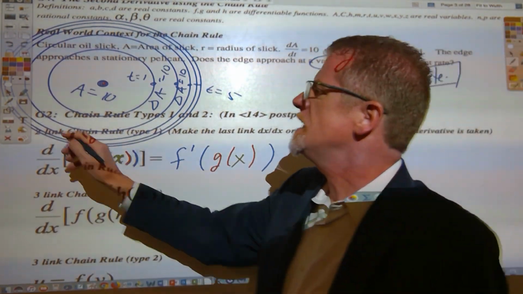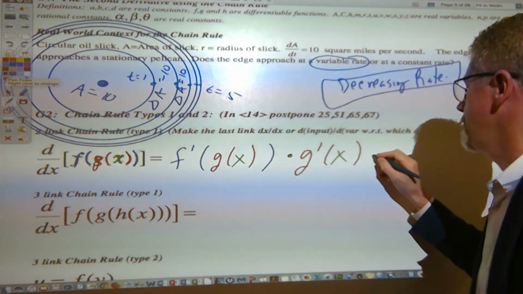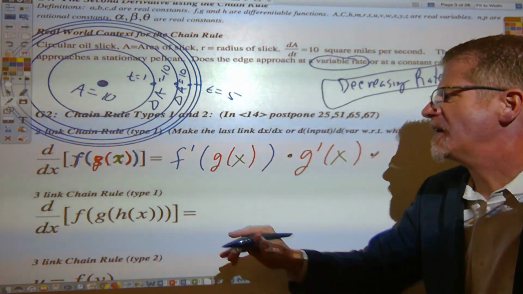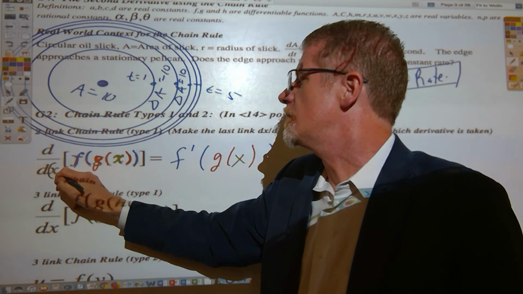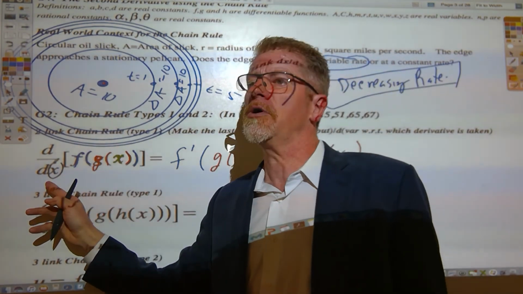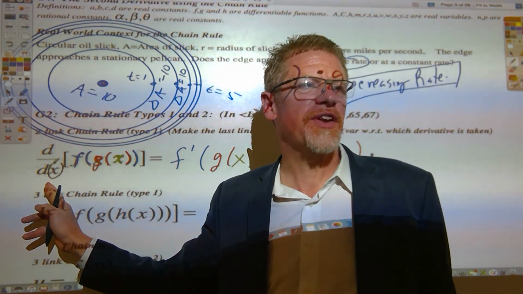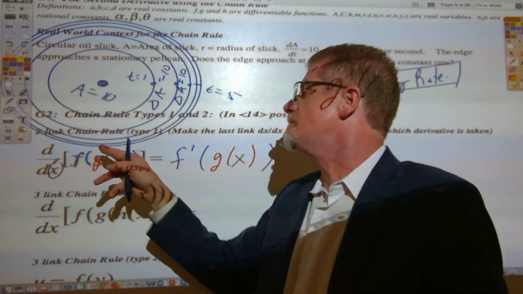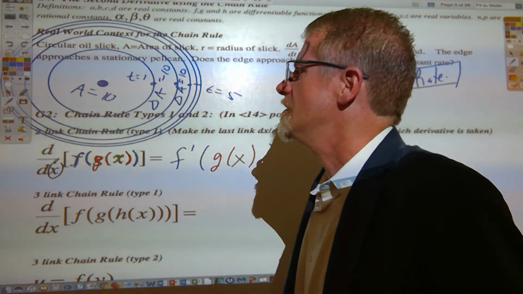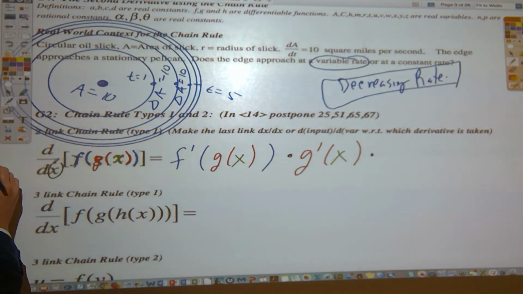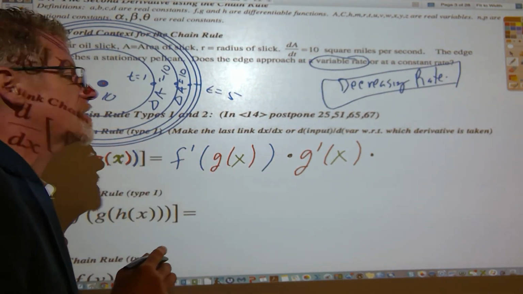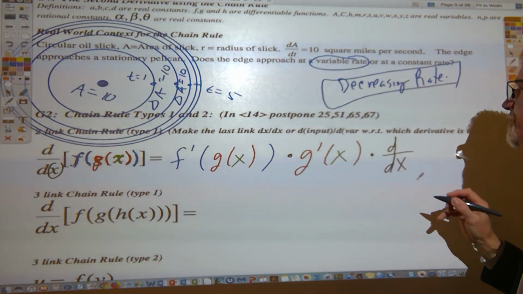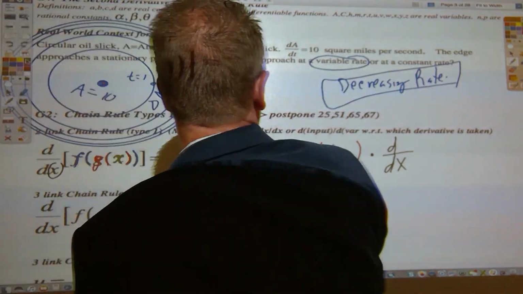And then the third link in the chain is to take the derivative of the egg with respect to whichever variable is out here. Here, the egg and the variable with respect to which we are taking the derivative are the same variable, so it'll be dx dx. Sometimes it'll be dx dt. And one of the most common mistakes in the chain rule is that students forget the last link in the chain. They forget to take the derivative of the egg.